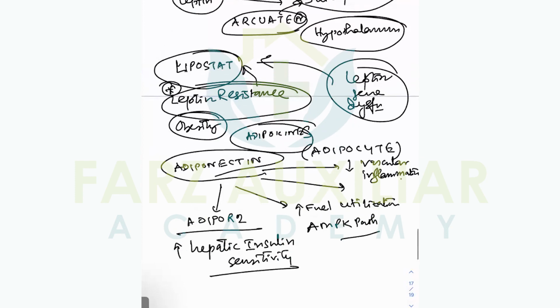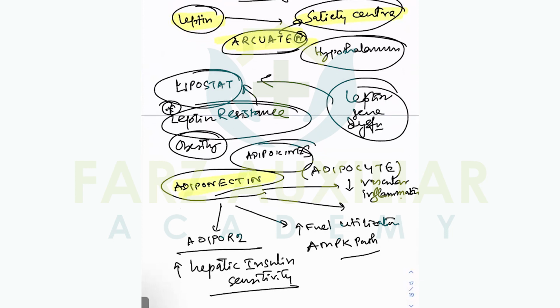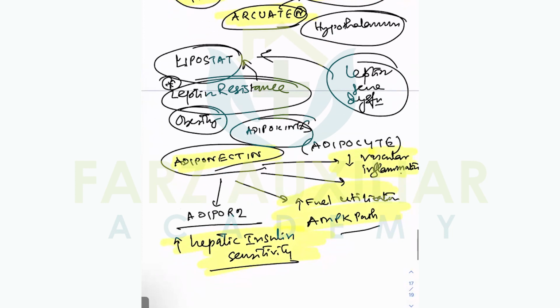Now, for the examination, what is required? We require leptin acting on the arcuate nucleus, acting in satiety. The opposite one is ghrelin, which acts on the feeding center and comes out of the stomach. This is one important area. And the second important area that you need to remember is adiponectin, its pathways and the receptor. So these are the important parts for the examination.